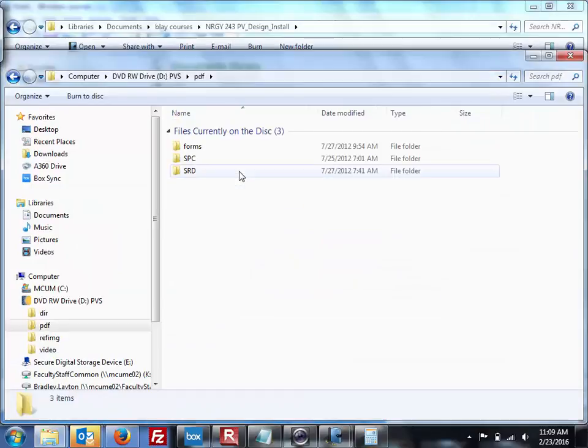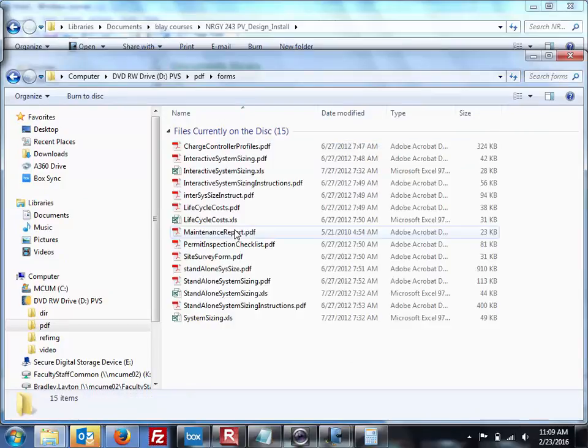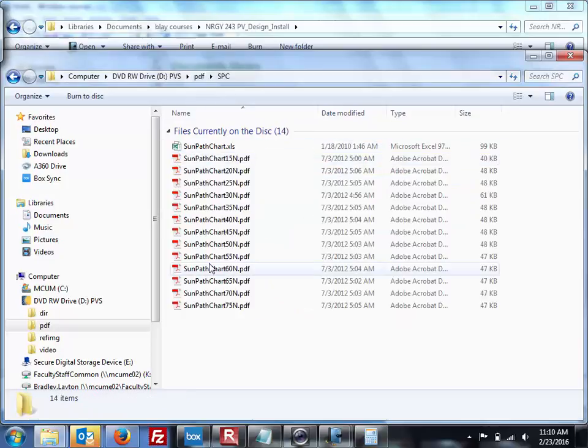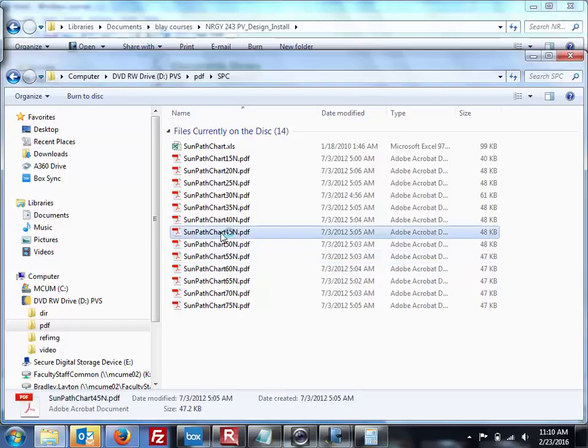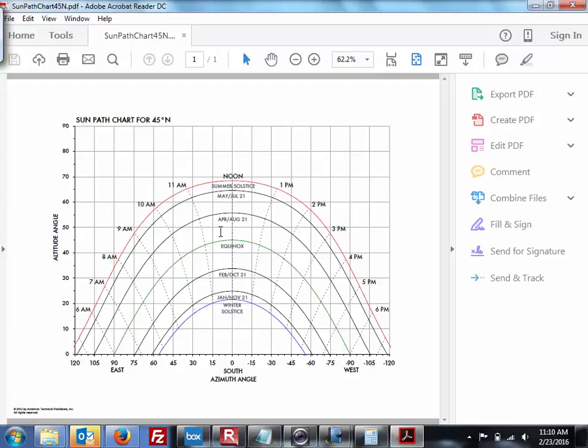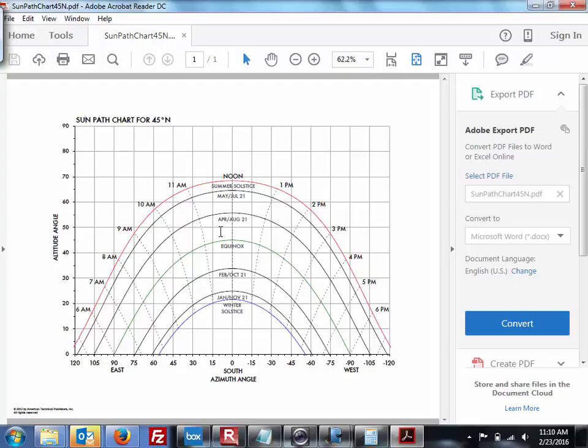It looks like the site survey, charge controller profiles, interactive system sizing. Take a look at these PDFs. I'm just digging through the CD. Those are different charts that go inside the top of the sun path kind of thing, the monitor and the shade.